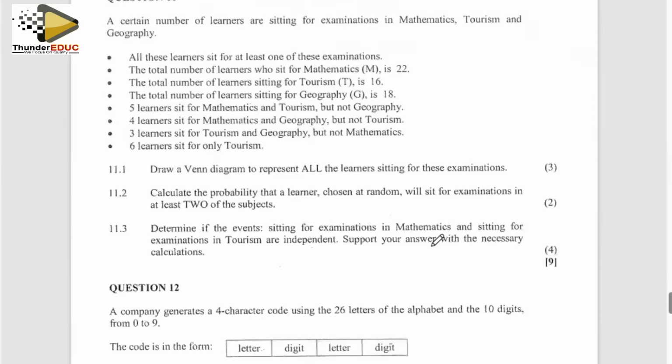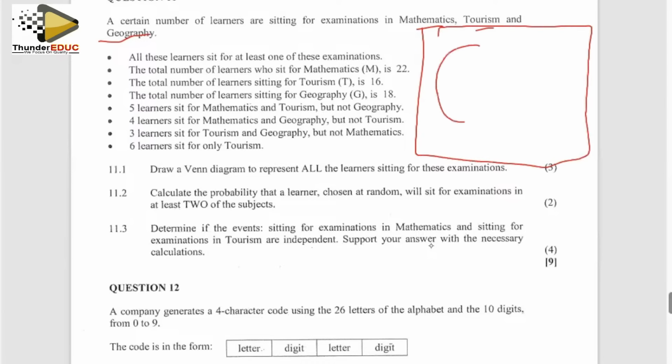All right, then question 11. They are telling us that a certain number of learners are sitting for exams in maths, tourism, as well as geography. All these learners sit for at least one of the exams. What this means is that with our Venn diagram, we don't have people that don't sit for anything. Everyone is catered for. Let me draw the Venn diagram as per the question. Let me call this maths, and this tourism, and the mighty geography here.